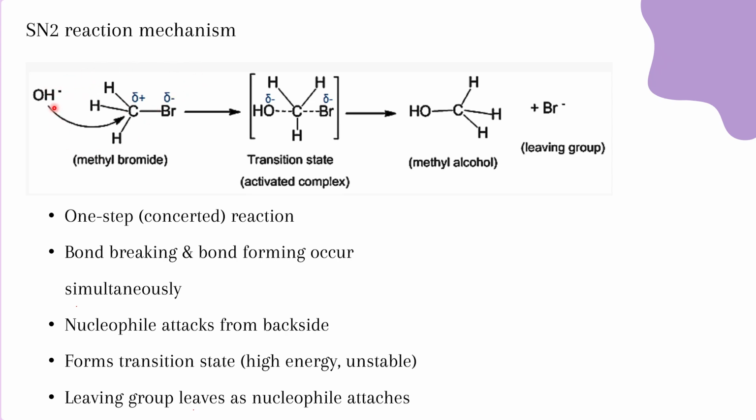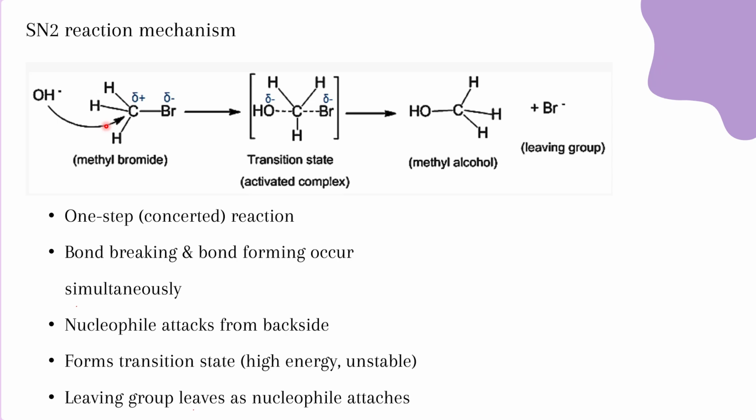Now this attack is easily possible from the back side because there is not much steric hindrance. What do we mean by the term steric hindrance? Steric hindrance means when we have more bulky groups attached on the carbon atom. Due to these bulky groups, the possibility of this OH attacking this particular carbon decreases. Hence, usually we prefer primary alkyl halides in order to do the SN2 mechanism, where we have our nucleophile attacking from the backside.